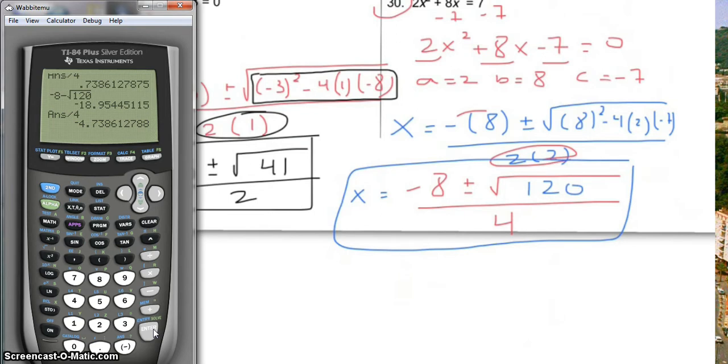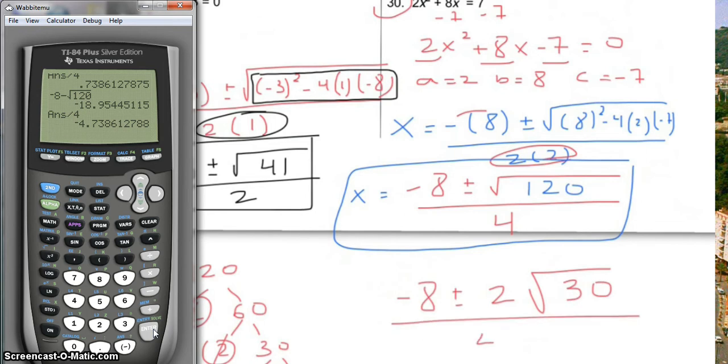Now for my pre-AP guys, you have to continue and find what 120 is. Now as you can see, 120 is 2 times 60, and then 2 times 30, and then 3 times 10, and then 2 times 5. Now there's a couple of the 2, so it goes out of the radical. The rest will stay under the radical, so it's going to be 2 radical 30. Now you copy everything else. So negative 8 plus or minus 2 square root of 30 over 4, and then you divide everything by 2, so the final answer is going to be negative 4 plus or minus square root of 30 over 2. That's going to be your final answer.